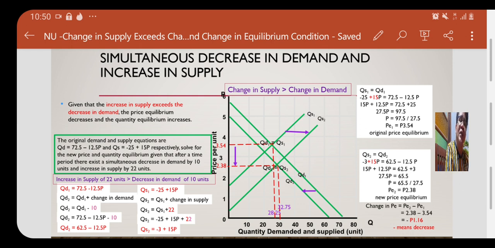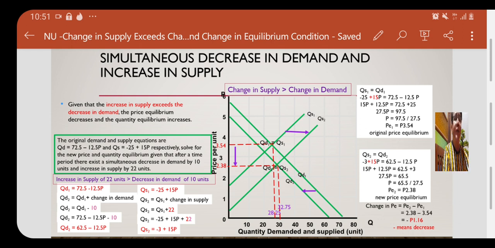So there is a decrease in price equilibrium by 1.16 pesos. So the negative 1.16, as the difference between the original price equilibrium and the new price equilibrium, states that there is a decrease in the price equilibrium by 1.16 pesos, and this is due to the simultaneous decrease in demand by 10 units and increase in supply by 22 units.